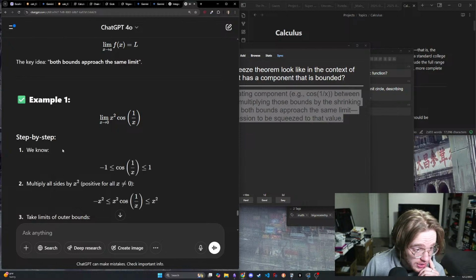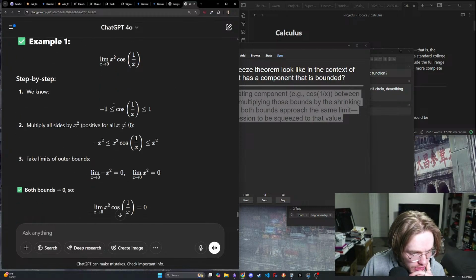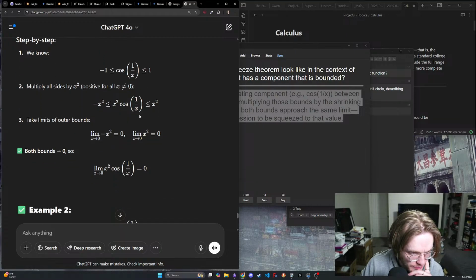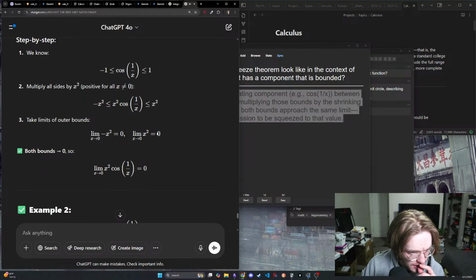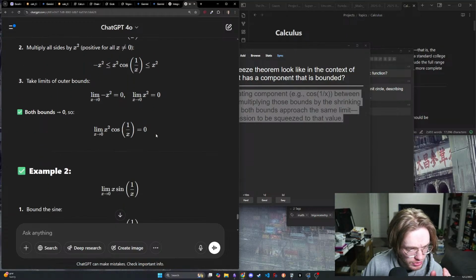Cosine of 1 over x. We know that the cosine of 1 over x evaluates to between negative 1 and 1. We multiply all sides by x squared. Take the limit of our outer bounds. Both bounds evaluate to 0.